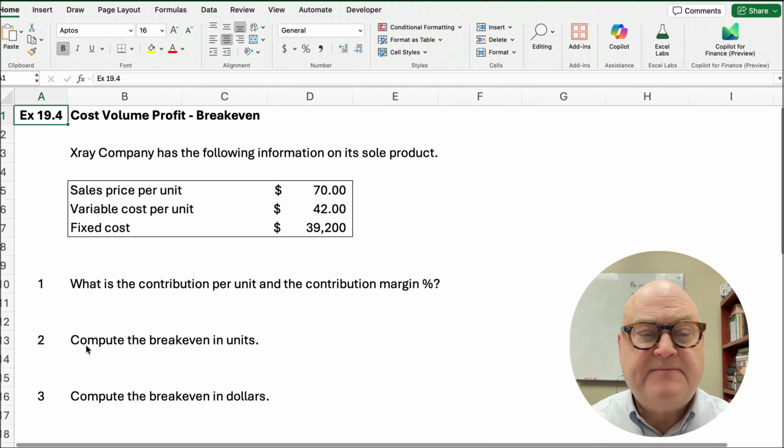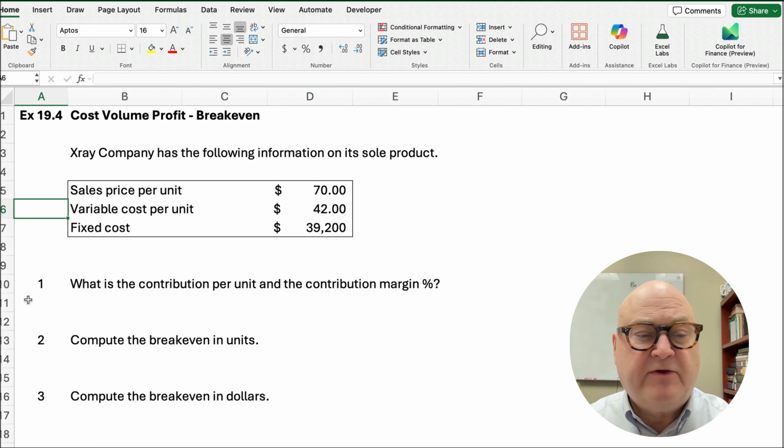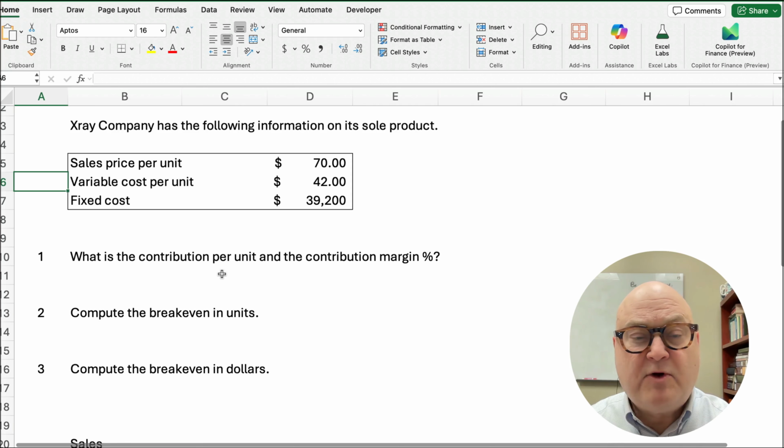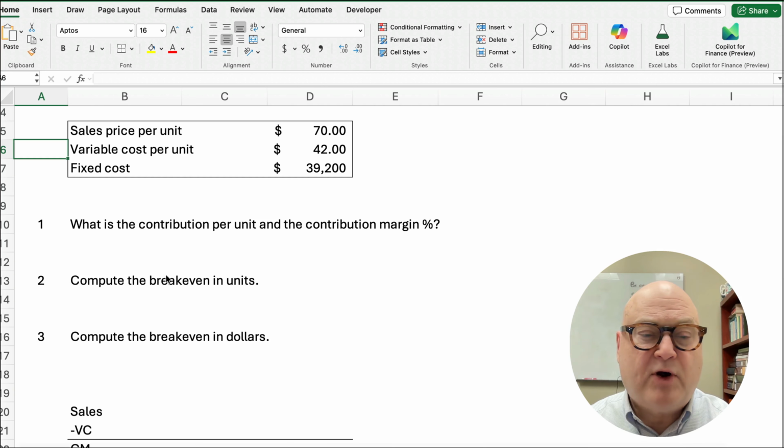So let's get started. What we have is the X-ray company that has just three things that we know. We know the sales price is going to be $70 per unit, the variable cost is $42 per unit, and the fixed cost is going to be $39,200. So we're going to ask a couple of things here. What is the contribution margin per unit? And what's the contribution margin percentage? And we're going to calculate the break-even in units and the break-even in dollars.